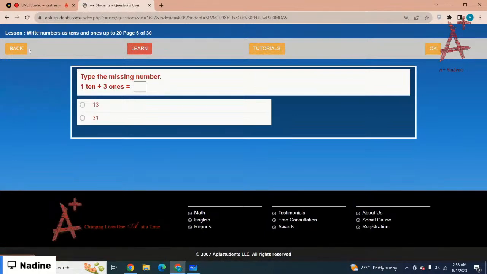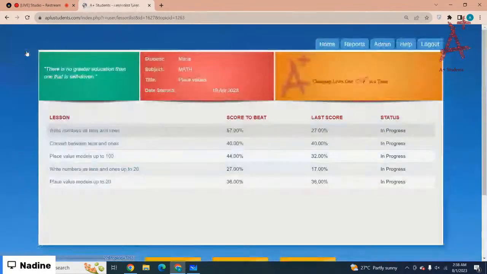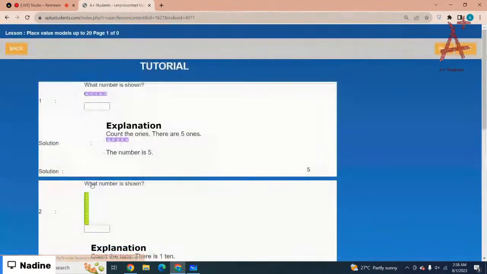Okay, let's just start with the next lesson. The next one is place value models up to 20.